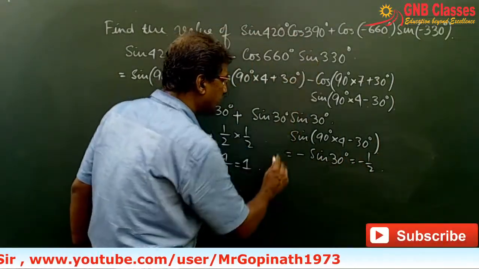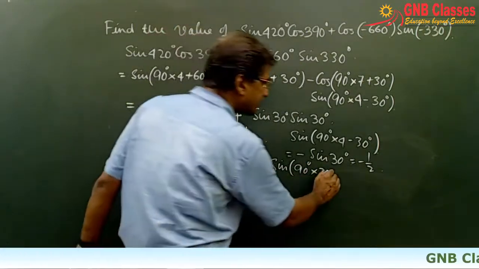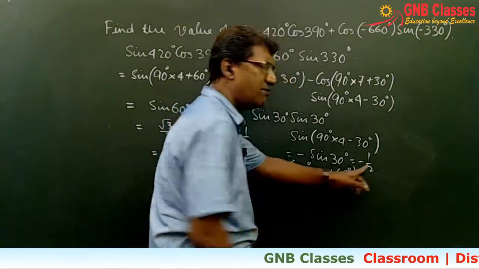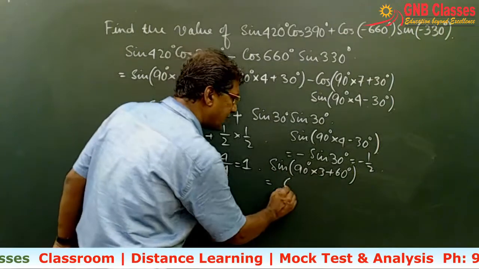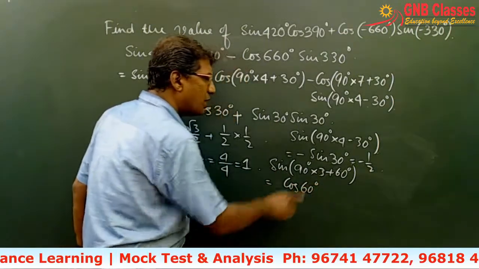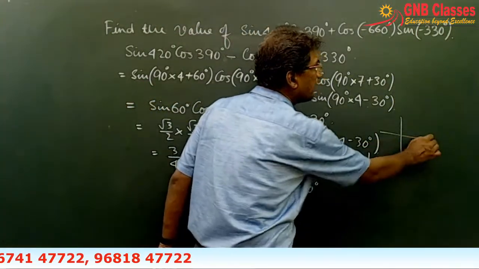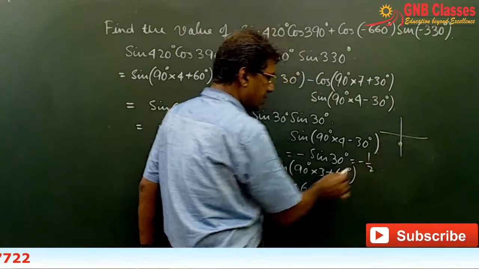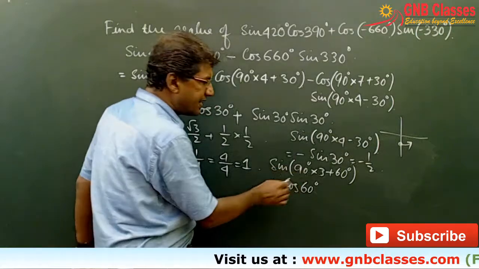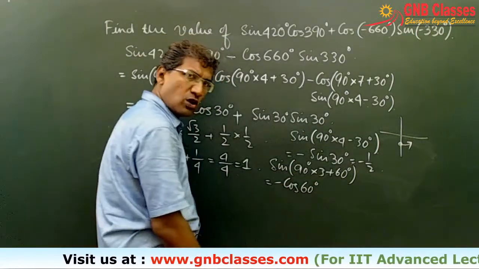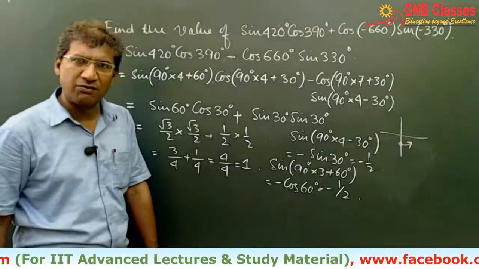Now, if sine 330 degree, if I write in this way, 90 into 3 plus 60 degree. Let us check whether we are getting the same value or not. Sine 90 into 3. 90 into 3. So your sine will be changed to cos 60 degrees, right? In which quadrant it is falling? 90 into 3 plus 60 degree. Look at it carefully. 90 into 3 it is coming here. Plus 60 degree coming in fourth quadrant. In fourth quadrant your sine is negative. So put a negative sign. What is the value of cos 60 degree? It is half. So we are getting exactly the same value as minus half.